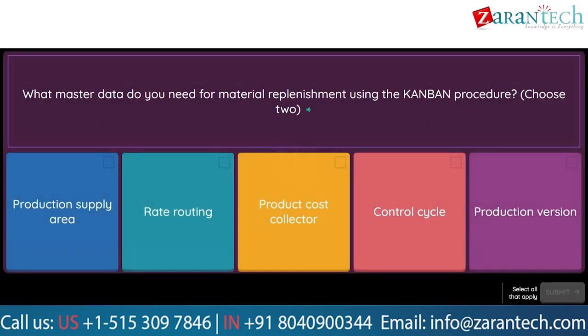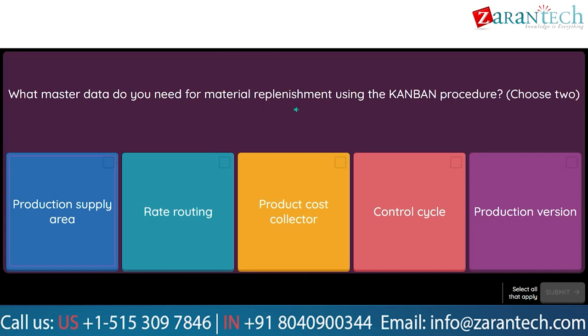Question: what master data do you need for material replenishment using the Kanban procedure? Choose 2. Option 1. Production supply area. Option 2. Rate routing. Option 3. Product cost collector. Option 4. Control cycle. Option 5. Production version.